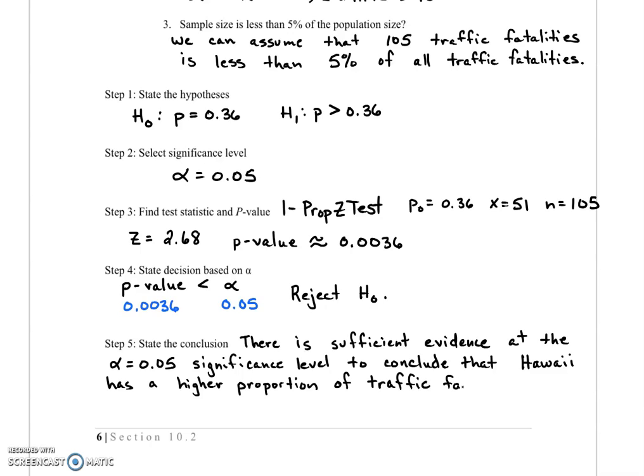So let me just finish writing that. Aren't you thankful that you don't have to write this out yourself, that you just get to pick the correct sentence out of Pearson? Traffic fatalities.